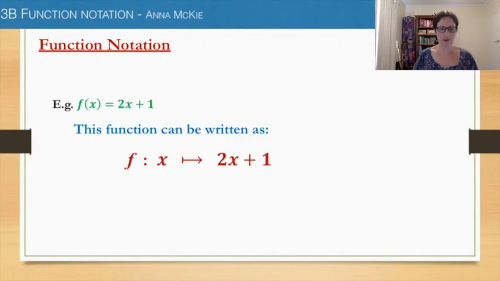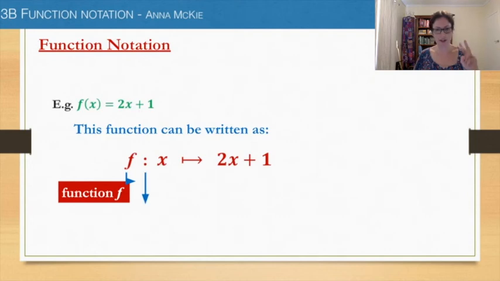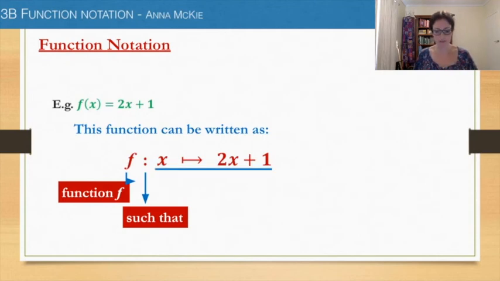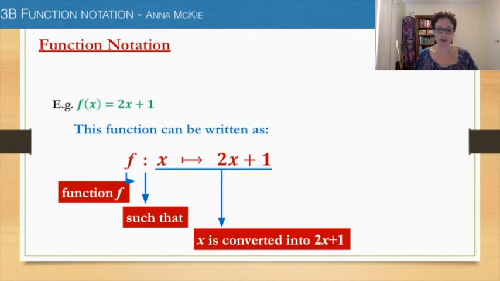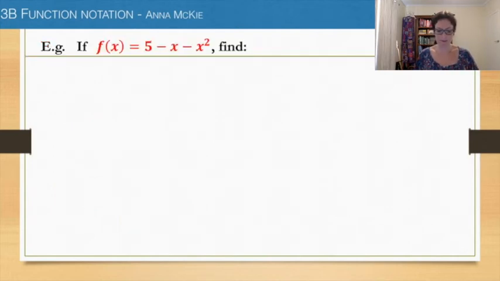Let's have a talk through what each of these bits mean. The f reads the function, so function f. The two dots here mean such that, so you're telling your reader what to do with the function. And this reads such that x is converted into 2x plus 1. So it's sometimes referred to as the mapping of the x in this case.